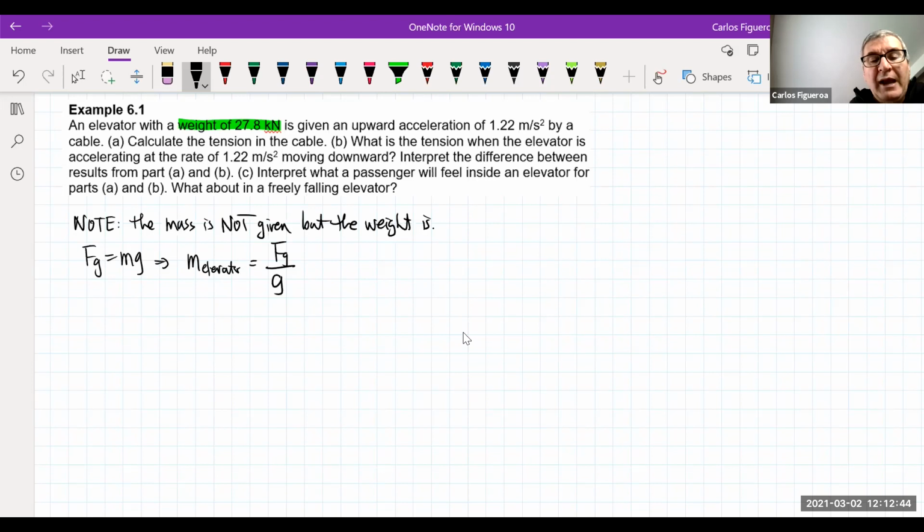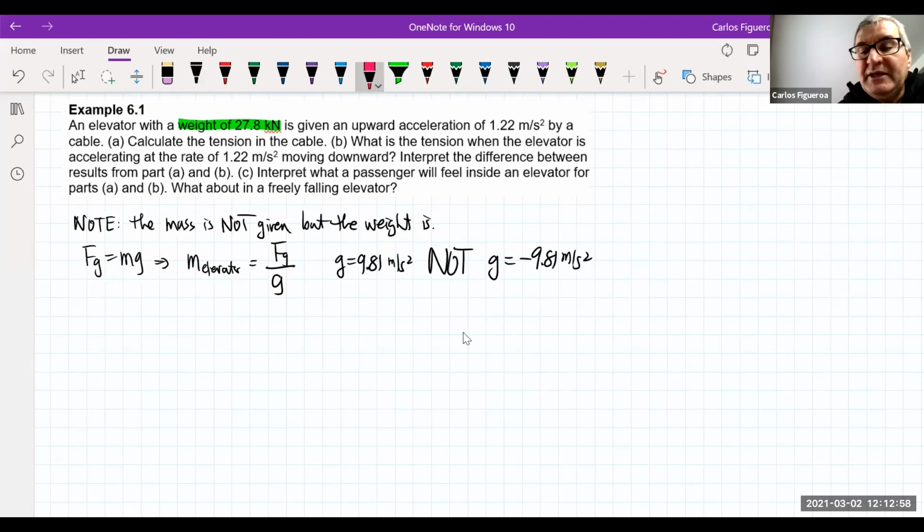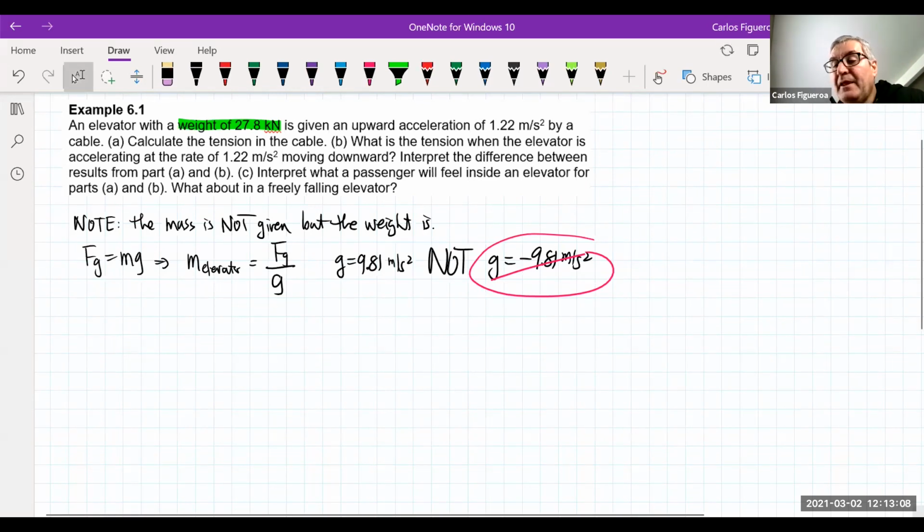So remember, when I write g, it is 9.81 meters per second squared, not minus 9.81 meters per second squared. This is a no-no. Do not write minus in g. It is the magnitude. So you've got to be careful about that.